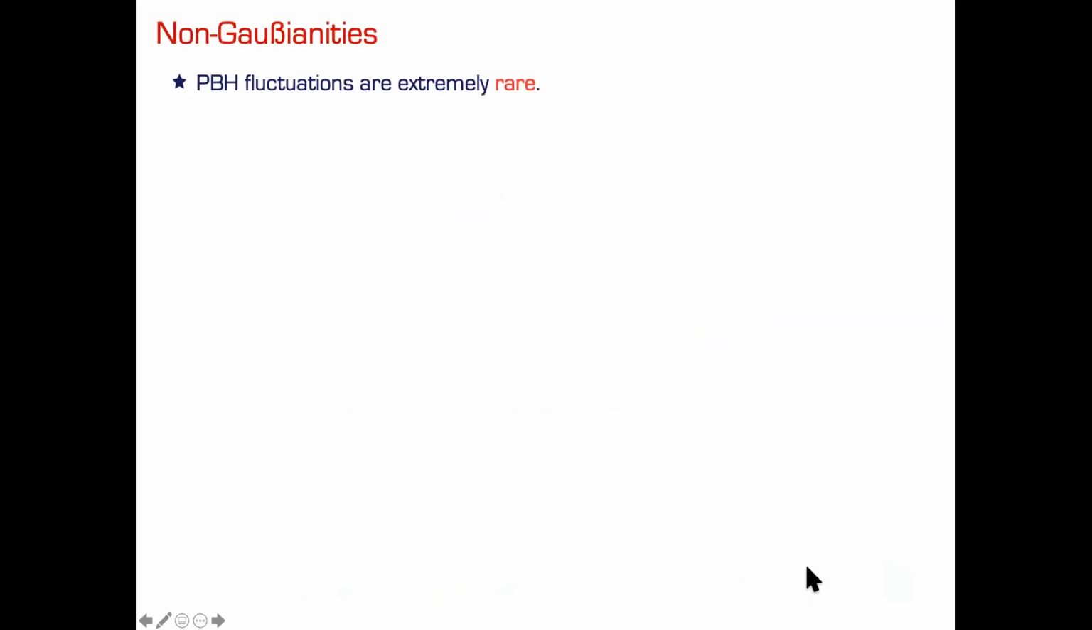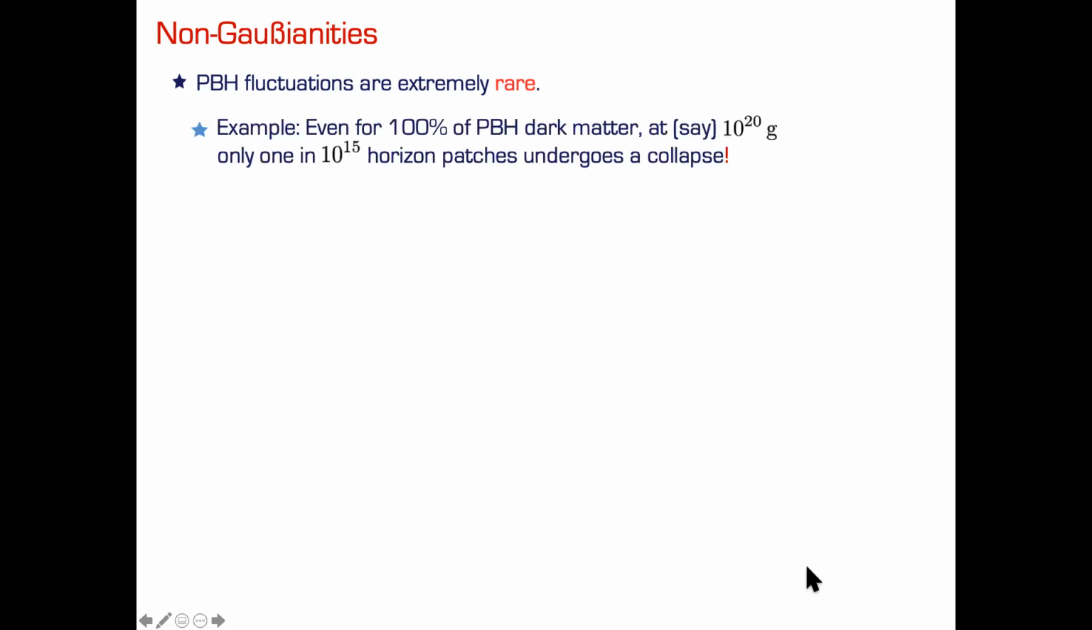But keep in mind, these fluctuations, like I said, are extremely rare. And how rare is rare? Imagine it's the maximum case you can have in primordial black holes, if they are all the dark matter. You can't have more. If all the dark matter is made out of primordial black holes, that's the absolute maximum we can have. And say all of those would be at 10 to the 20 grams. Okay, so it's some mass. I could choose a different mass.